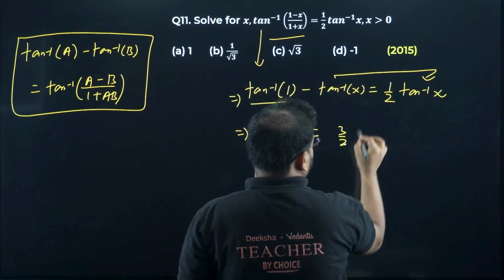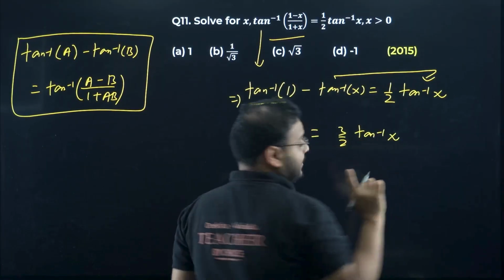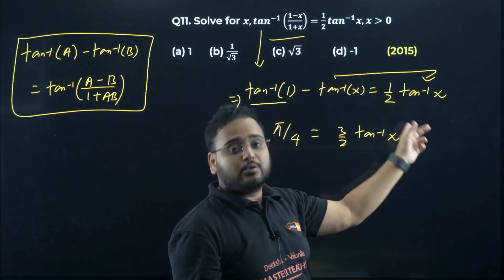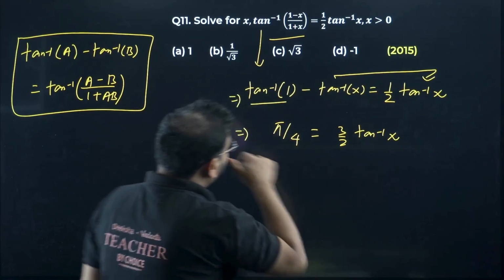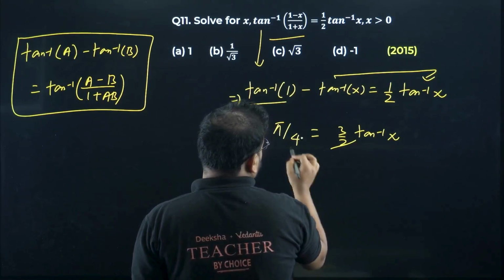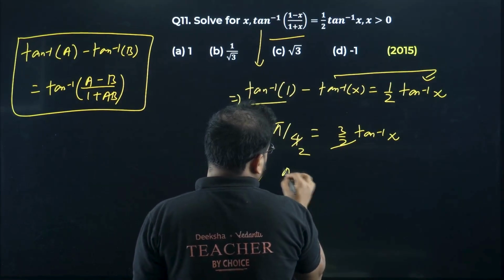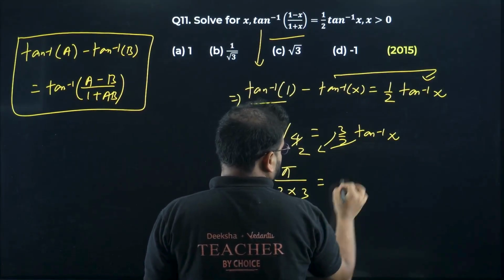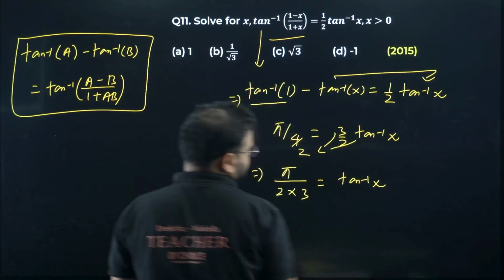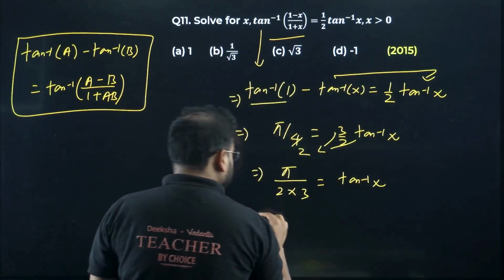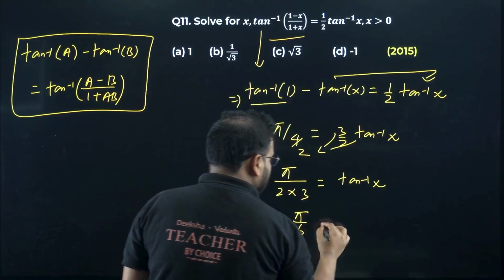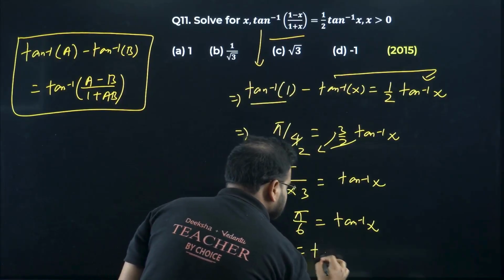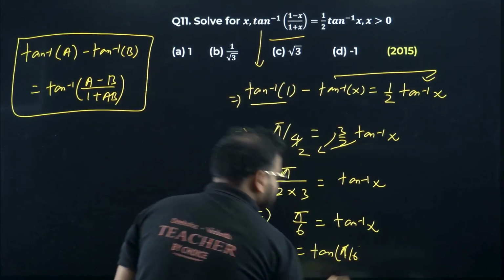Please check. I'll repeat myself. This minus tan inverse goes there and becomes plus tan inverse. So plus 1 by 2 tan inverse becomes plus 3 by 2 tan inverse of x. 2 2s are 4, so we have pi by 2 left. Bring this 3 also here, into 3 equals tan inverse of x. Correct? Pi by 6 equals tan inverse of x. So from here I get x is tan pi by 6, which is nothing but 1 by root 3.